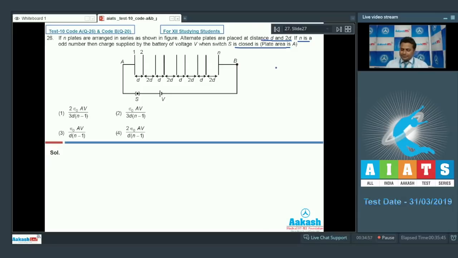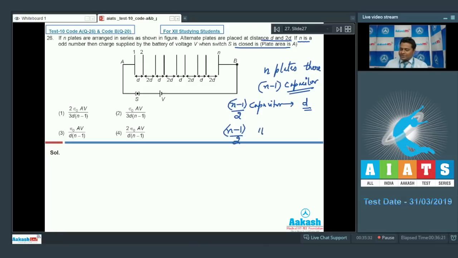It is clearly mentioned in the question that n plates are there. So how many combinations will be formed? n-1 combinations, which means n-1 capacitors will be there. Total of n-1 capacitors, out of which (n-1)/2 capacitors have plate separation d and (n-1)/2 capacitors have plate separation 2d. Now, first of all, we will solve them one by one.